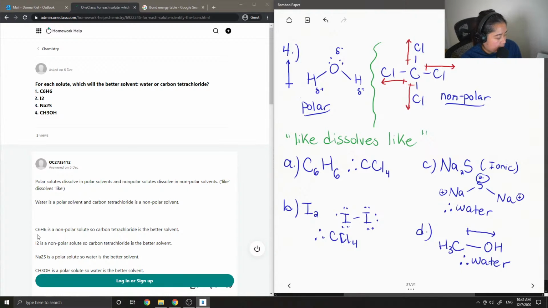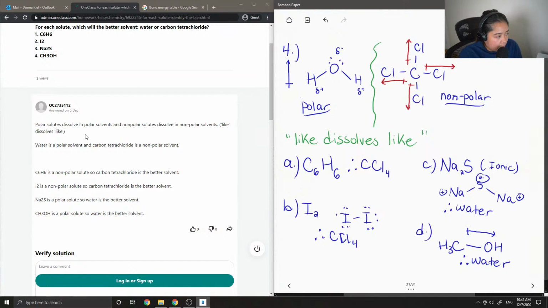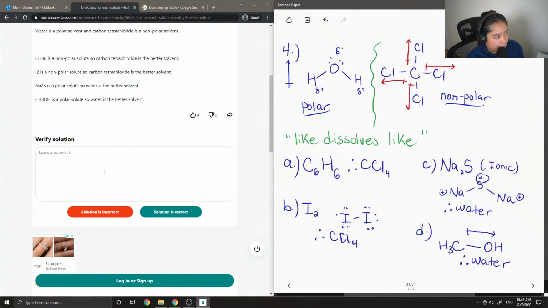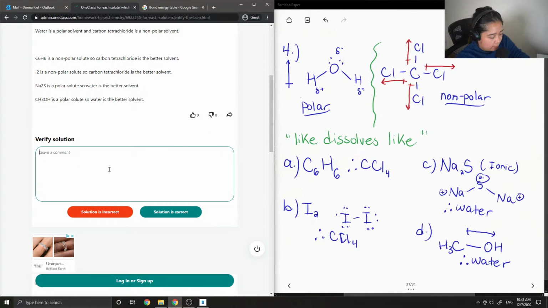Okay, so the junior tutor said polar solutes dissolve in polar solvents and non-polar solutes dissolve in non-polar solvents. Water is polar, carbon tetrachloride is nonpolar. C6H6 is nonpolar, so carbon tetrachloride. I2 is nonpolar, so carbon tetrachloride. Sodium sulfide is polar, and methanol is polar, so they both dissolve in water. So the solution is correct.